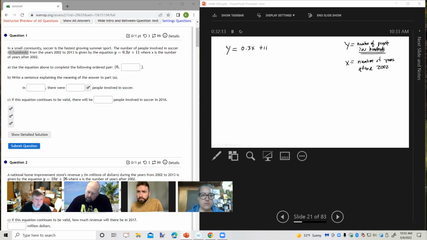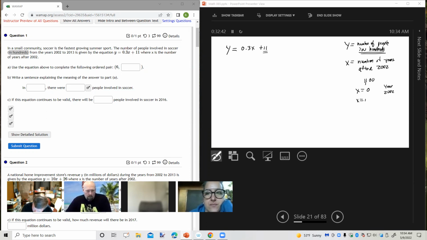Well, for instance, look at the equation, y equals 0.3x plus 11. So in the beginning of this problem, there are 11 of something, but that 11 is in hundreds. So that 11 actually means 1100, ultimately. Also, x is the number of years after 2002. So when x equals 0, the year is 2002. X would equal 1 in the year 2003. X would equal 2 in the year 2004, et cetera, okay? So we've got to take into consideration all of this information.